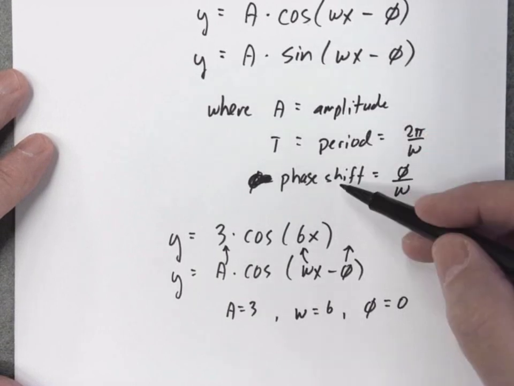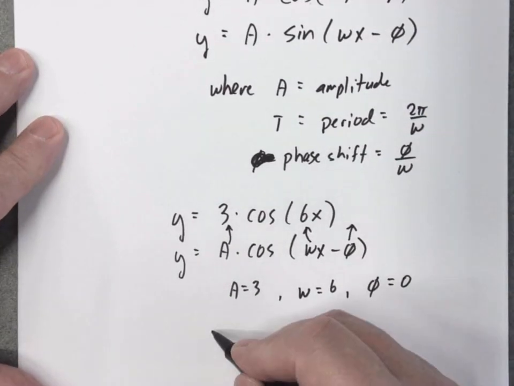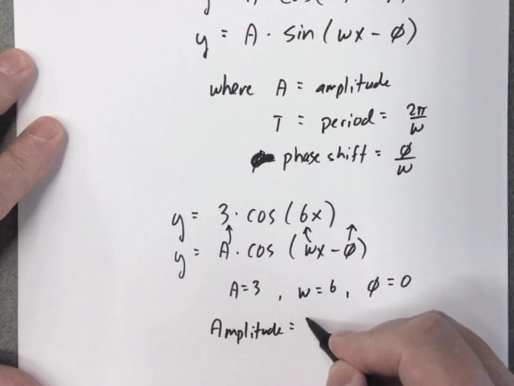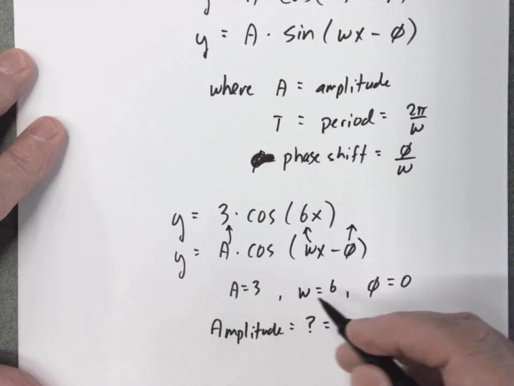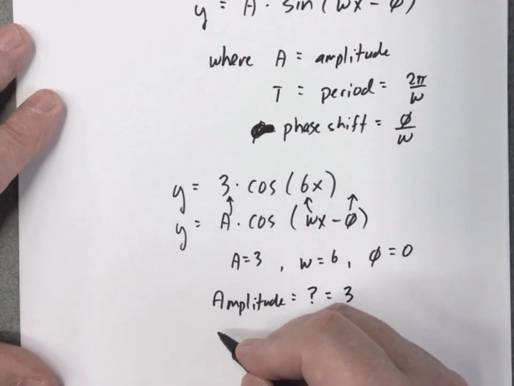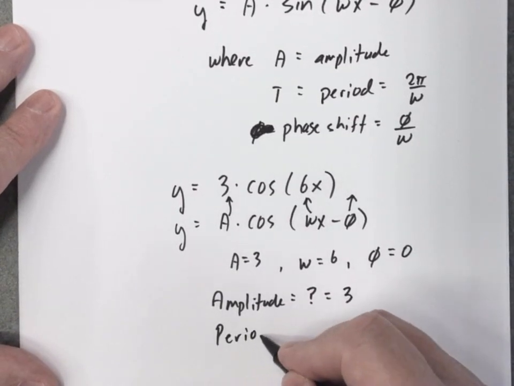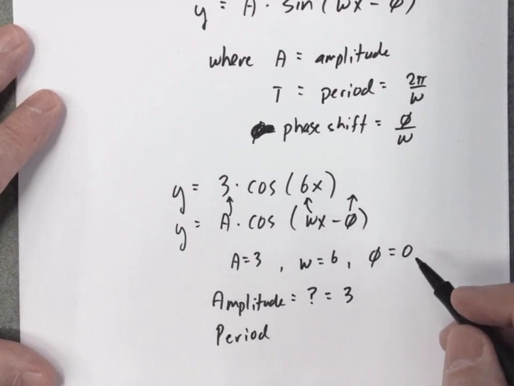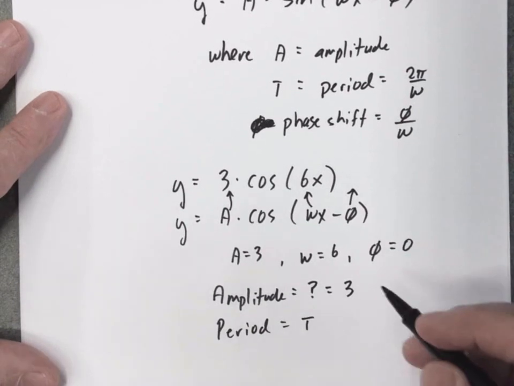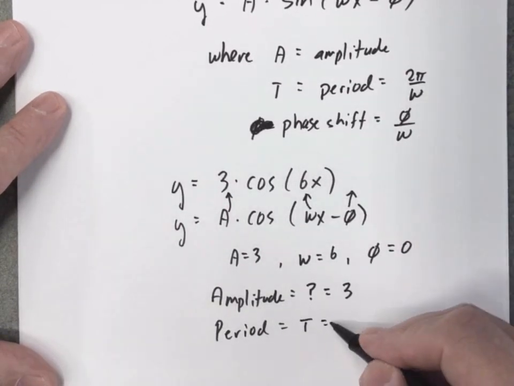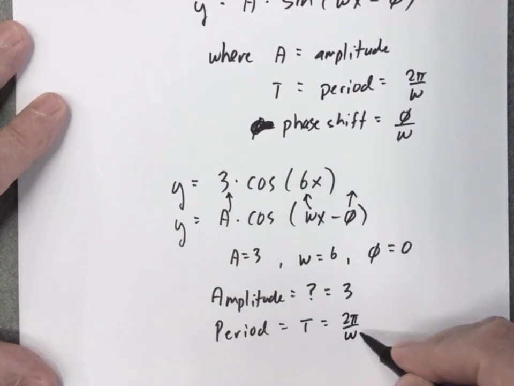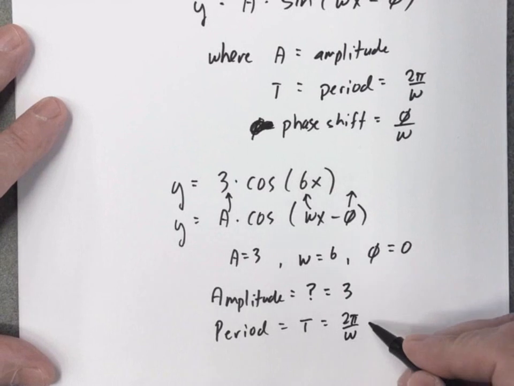And this is what they're asking for in the problem. They're asking for the amplitude. So the first question is, what's the amplitude? Well, the amplitude is just A, which in this case would be 3. The next question they ask is the period. We like to label the period T, and according to the formula up here, the period is 2 pi over omega.